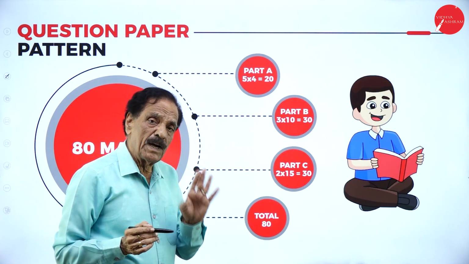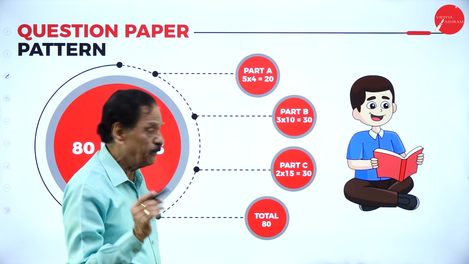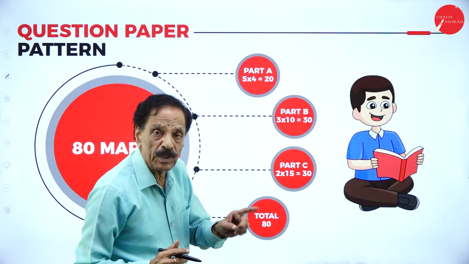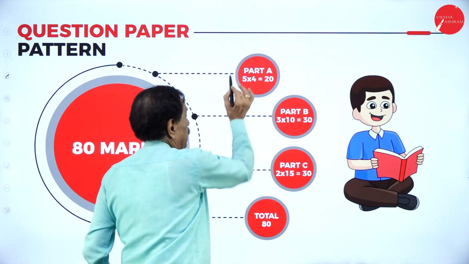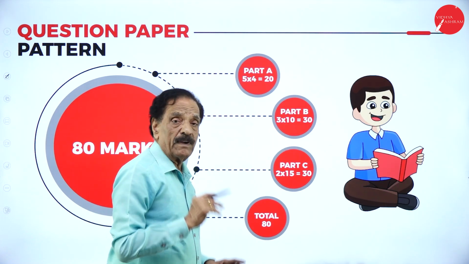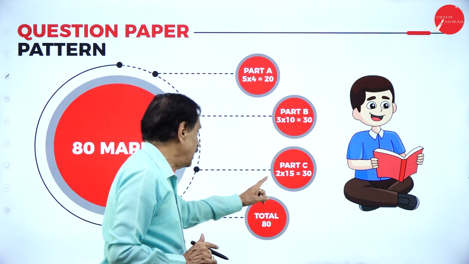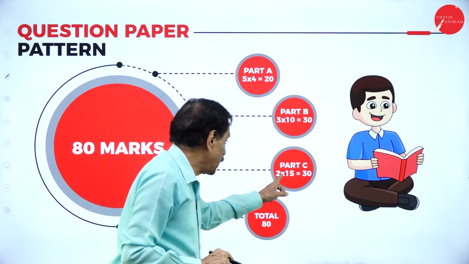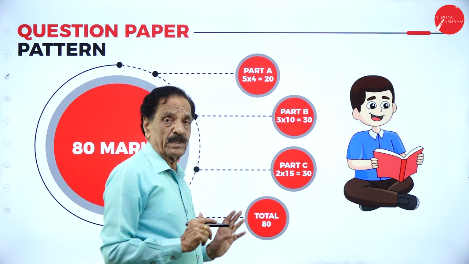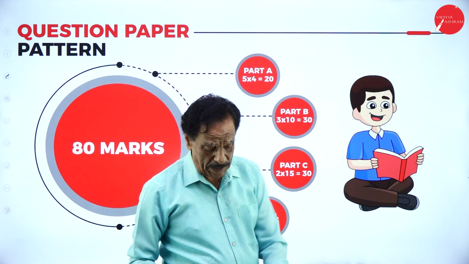Section C, they may ask 3 or 4. You have to answer any 2, each carrying 15 marks. 2 into 15 is 30. Here, you have to answer 4 questions out of 6, each carrying 5 marks, 4 into 5, 20. Here, we have to answer 3 questions out of 5, 3 into 10, 30. Here, you have to answer any 2, each carrying 15 marks. So, they may ask 3 questions or 4 questions, depending. So, 2 into 15 is 30, totally 80 marks coverage.